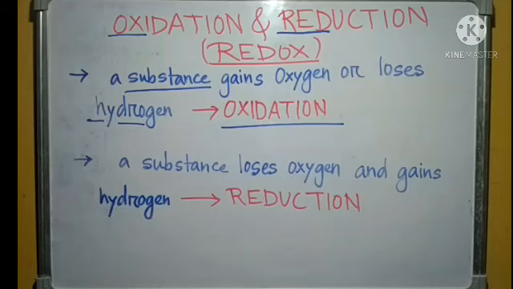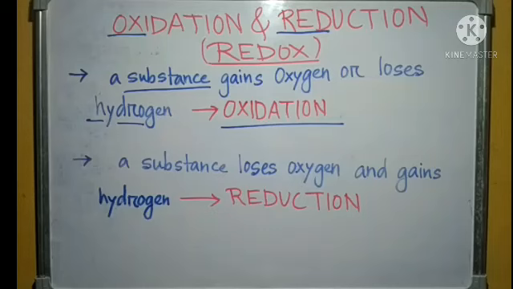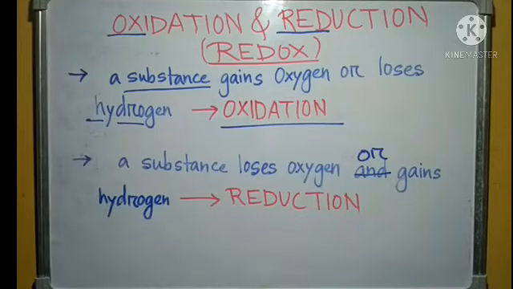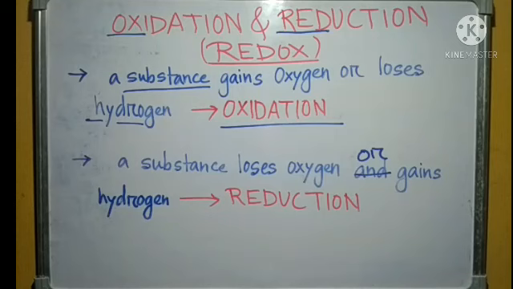Similarly, in the case of a reduction reaction, if any reactant loses an oxygen atom, or gains an extra hydrogen atom, this is not 'and', this is 'or'. If a substance or reactant loses an oxygen atom or gains a hydrogen atom, then we say that a reduction reaction is occurring, and the substrate which gets the extra hydrogen atom is said to be reduced.